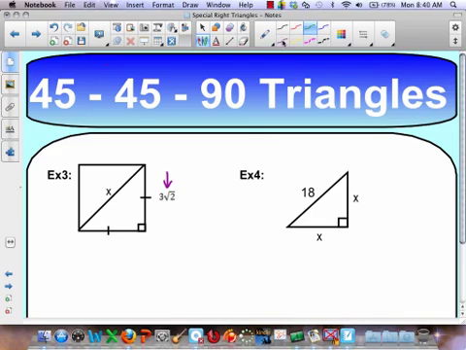Close. 3 radical 4 is somewhat correct. Guys, remember the hypotenuse in this case, which is our x, is the side length, 3 root 2, times what? Another radical 2. Well, what's root 2 times root 2? What's the square root of 4? 2. So what's 3 times 2? 6. Ta-da!